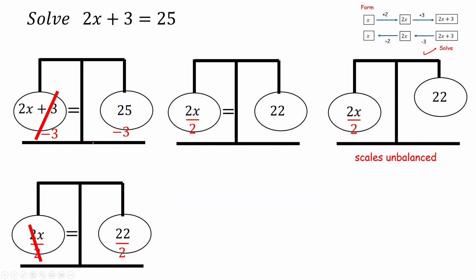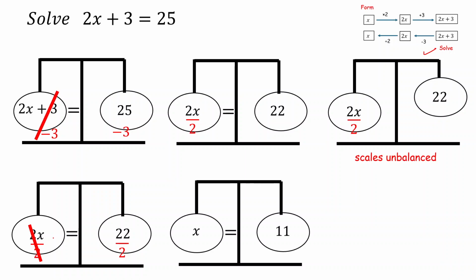They cancel out. They disappear. So you're left over with x over here, which is really, really good. So you've got x being equal to 22 divided by 2, which is 11. We are finished. You've solved the equation. You've got x being equal to some value on its own.